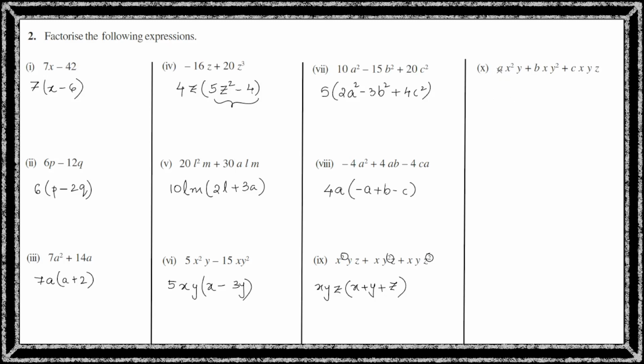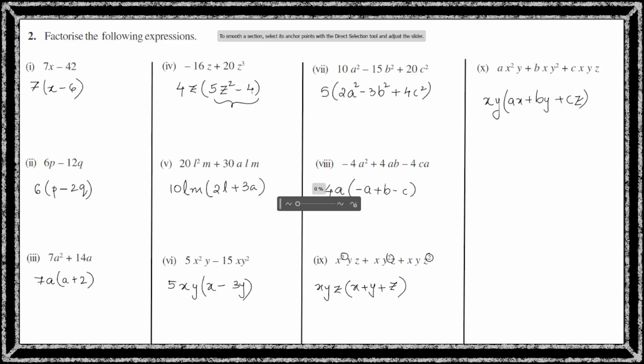Next, a is not there in the next two terms, so a is not common. x, you can see that one x is available in all the three terms. One y is also available in all the three terms. So take xy common. I have a x left here and I have b y left here and I have c z left here. So the factorization is xy into ax plus by plus cz. So that is your second question from the exercise.